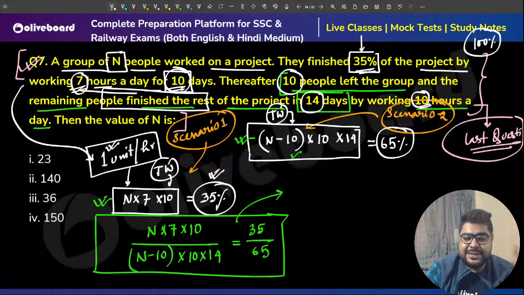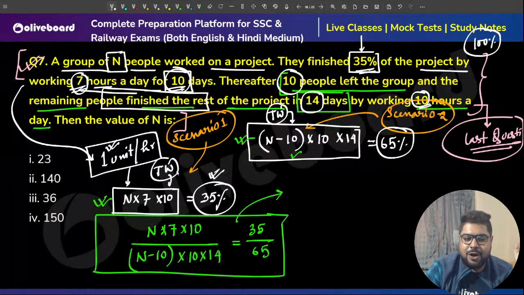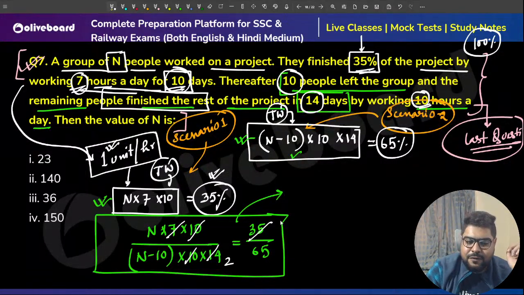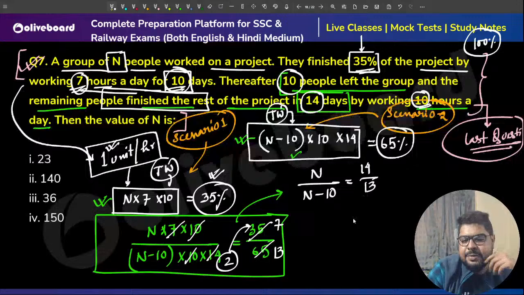And always, please, never cancel this or never calculate this directly, because there will be some calculations or cancellations involved. Do you see? 10, 10 gone, 7 2s are this. And again, 5 7s are this, 5 13s are this. So you will say, sir, the calculation became very easy, because n divided by n minus 10. This 2 I am taking this side. So 7 2s are 14 divided by 13.